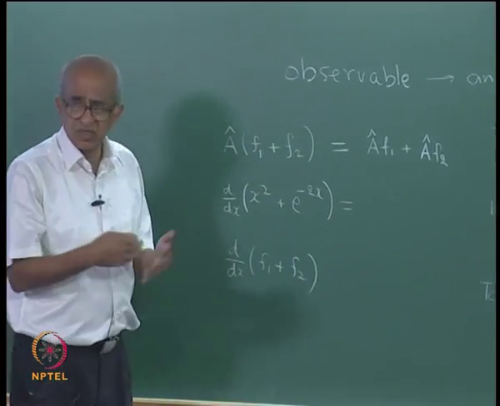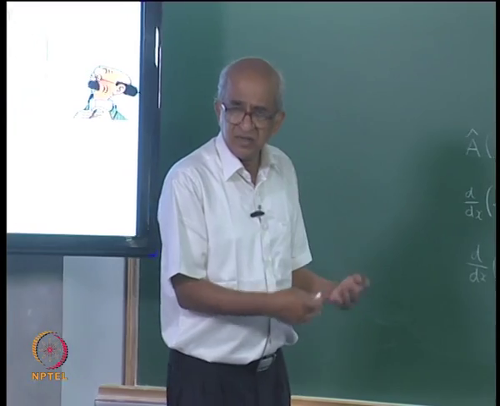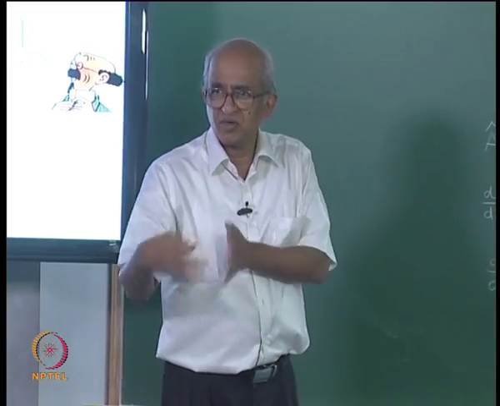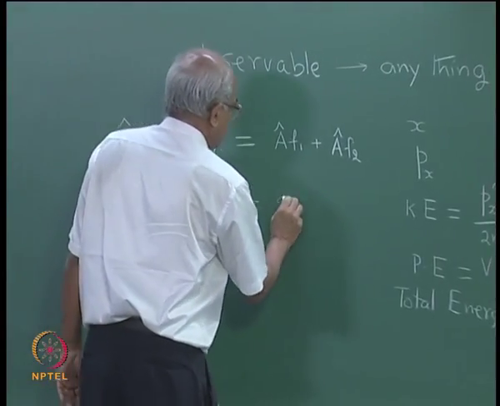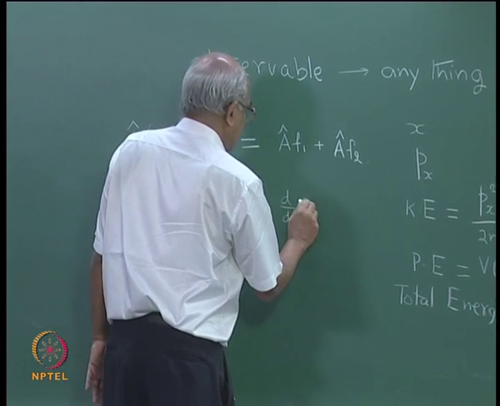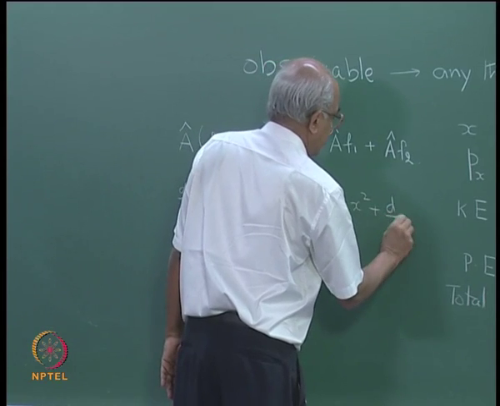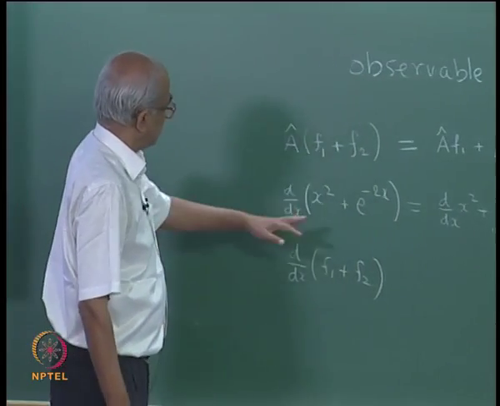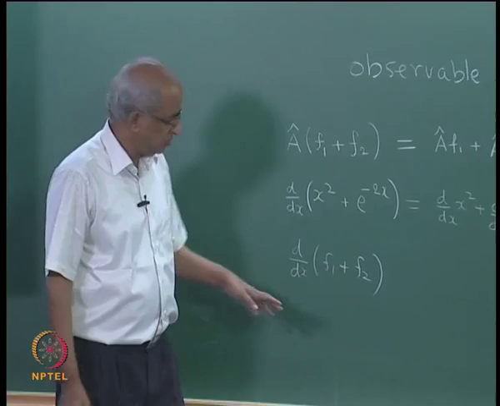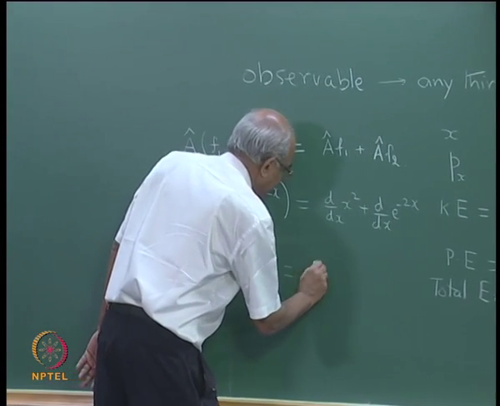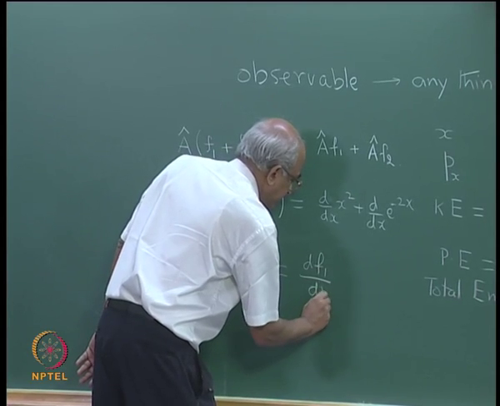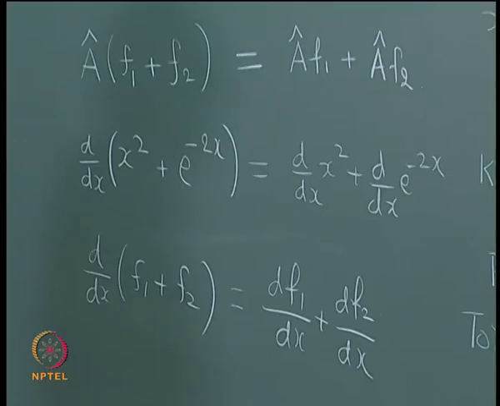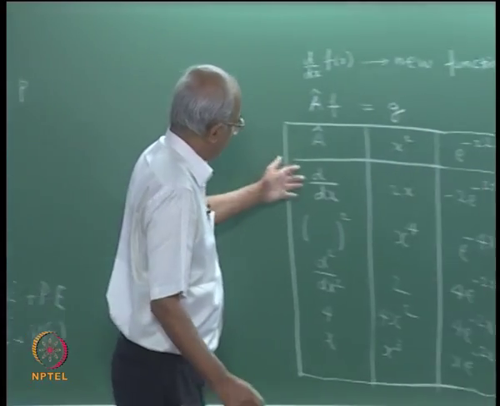We know what the answer is, because we know how to carry out differentiation of a sum. The derivative of a sum is equal to the derivative of the first term plus the derivative of the second term. So here it is d by dx operating upon x square plus d by dx operating upon e to the power of minus 2x, and that is definitely valid irrespective of what f1 and f2 are. So in this case this must be equal to df1 by dx plus df2 by dx. Therefore, d by dx definitely is a linear operator.